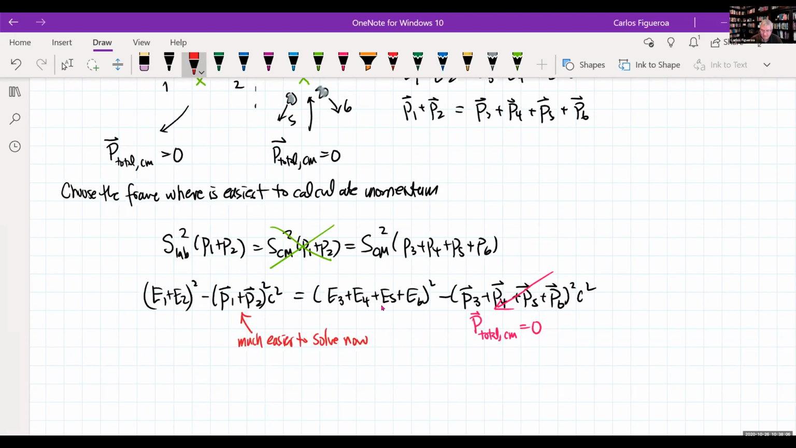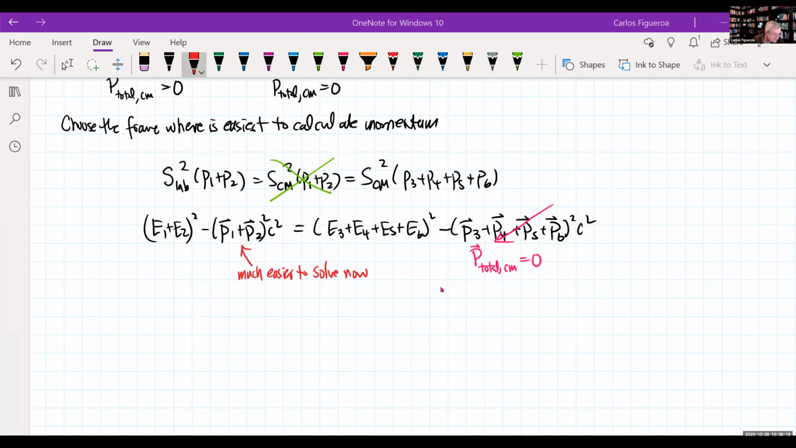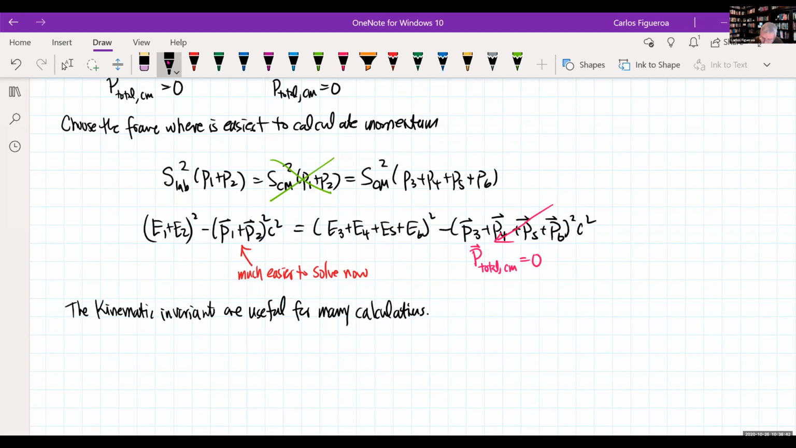I want to be really careful with our language here, because there are some really funny things going on. Here's what I mean by this. These kinematic invariants are useful for many calculations. In fact, most of the problems that you do when you're dealing with interactions and decay results can actually be solved using this technique.